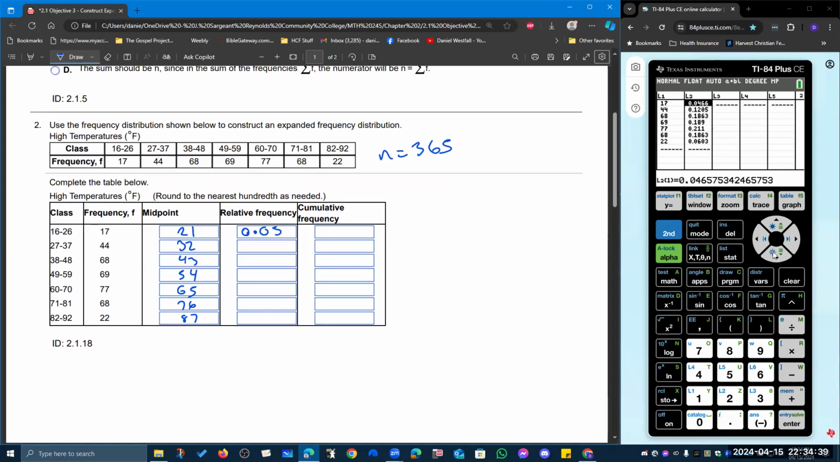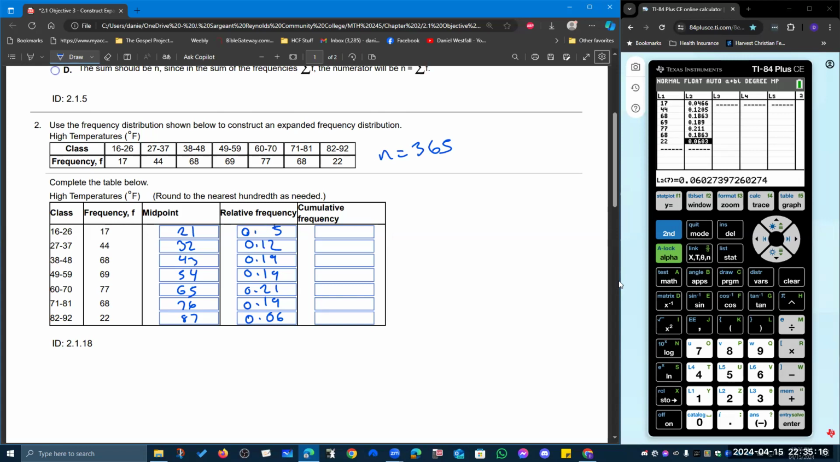Then we have 0.12, 0.19, 0.19, 0.21, 0.19, and 0.06.